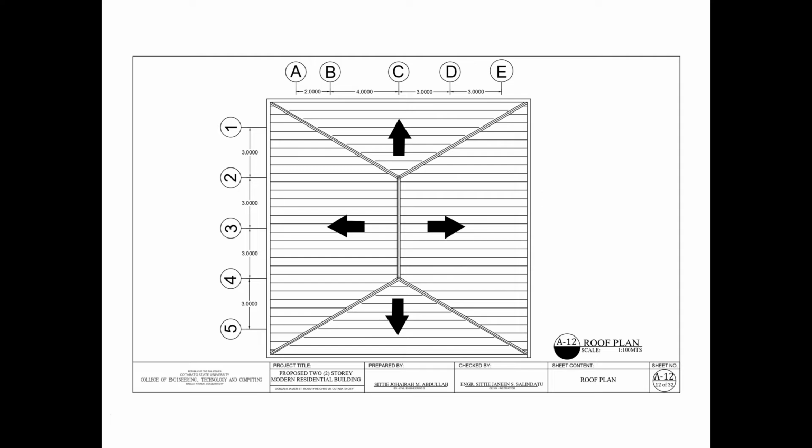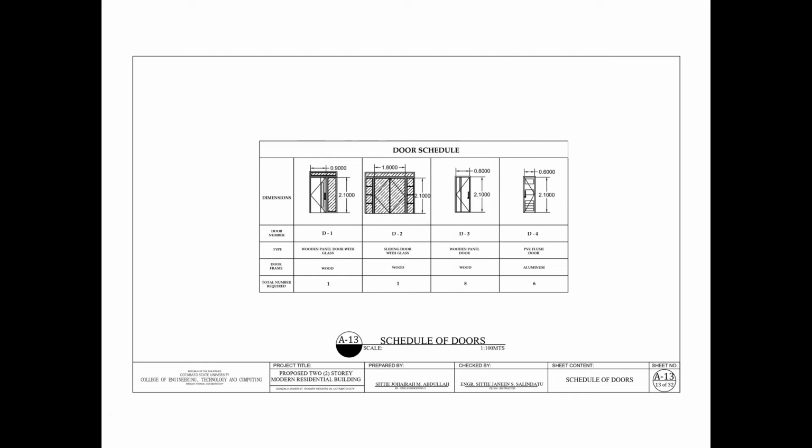So this roof plan is based on the roof that I chose, which is the hip roof. The arrow in the roof shows the direction of the framing member. The next one is the schedule of doors. As shown in the picture, there are four types of doors.